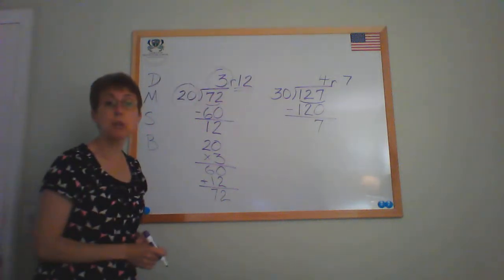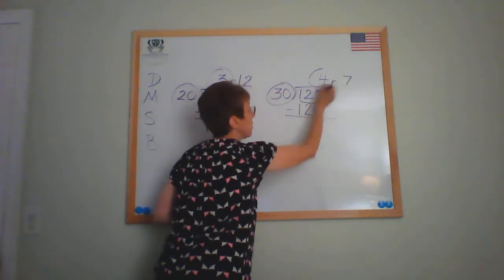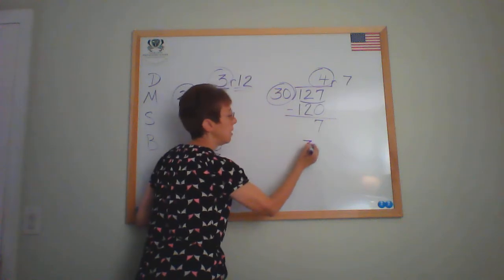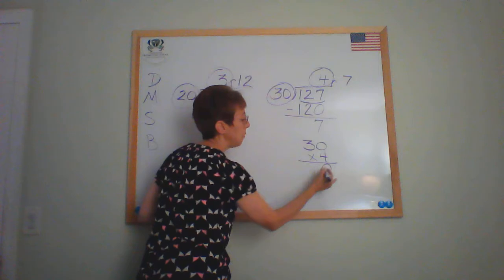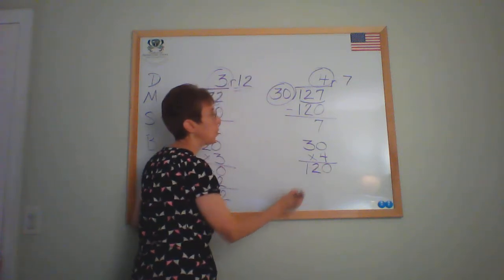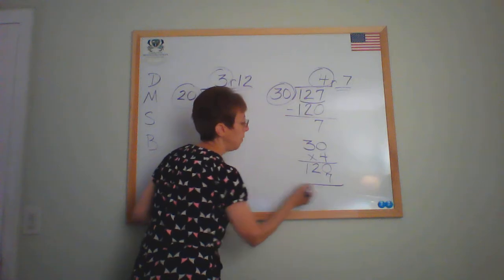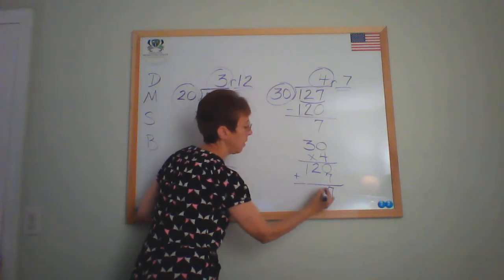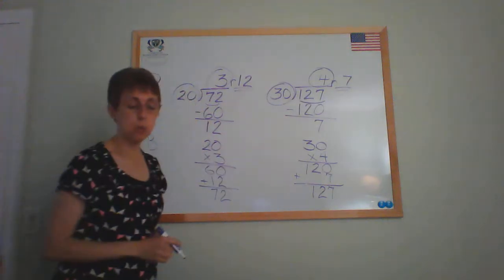Again, we can do that multiplication checking. We take our divisor and our quotient, 30 times 4, we multiply, that's 120. We then have to add on the remainder, 7, which gives 127, and that's what we started with.